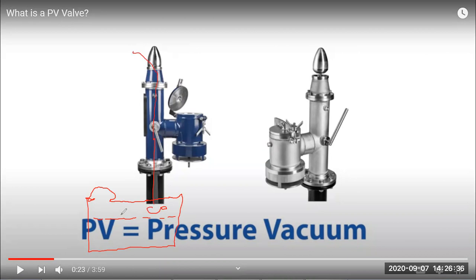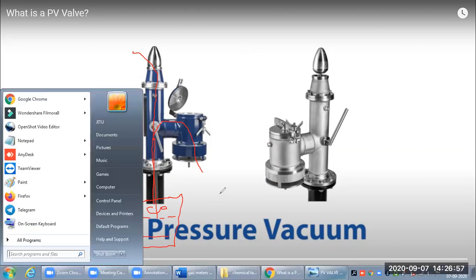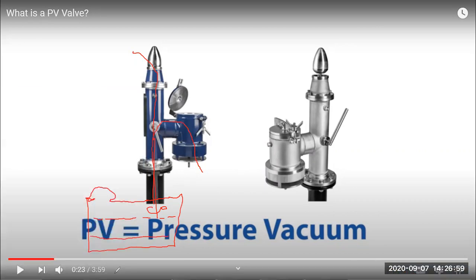When you are discharging the cargo, the level is going down. So in case there is a vacuum generation, this side will lift and air will go in from this side and balance the atmosphere of the tank. So this is your PV valve.